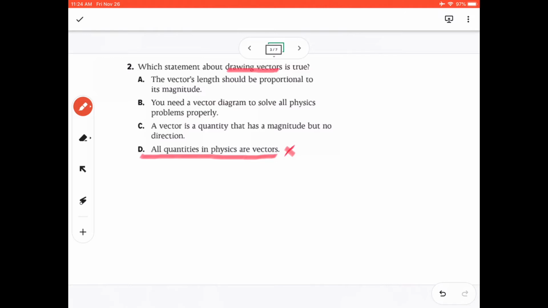Letter C: a vector is a quantity that has a magnitude but no direction. This will be wrong as well because vectors are quantities that have magnitude and direction at the same time. For letter B, you need a vector diagram to solve all physics problems properly. This will be wrong. Some problems in physics do not require vector diagrams. Then choice A: the vector's length should be proportional to its magnitude. So this will be correct.